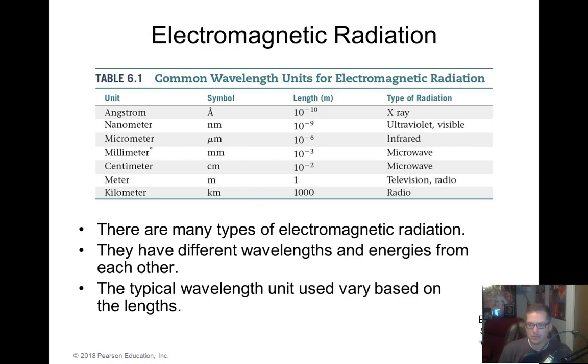All right. Here are just some examples of electromagnetic radiation, and kind of their general symbols. So ultraviolet and visible are around in the nanometer space, right? And radio waves are in the kilometer space.